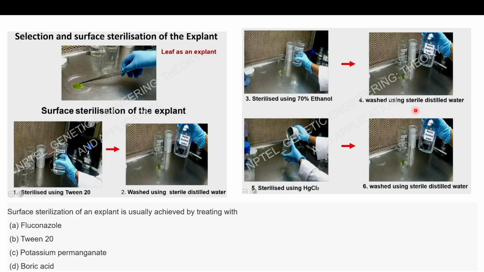Then it's washed using sterile distilled water, and then there's mercuric chloride, HgCl2, and then again washed with distilled water. So this is the overall sterilization of the explant. These are the techniques used, but the answer for this question will be option B, Tween 20. Surface sterilization of an explant is usually achieved by treating it with this detergent.